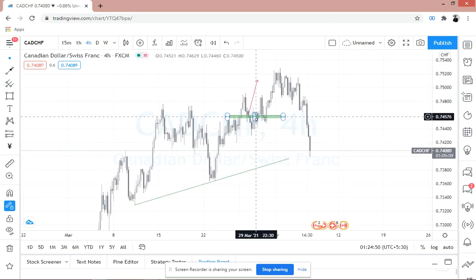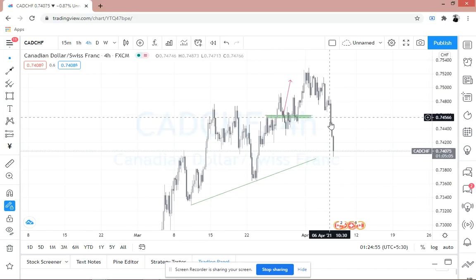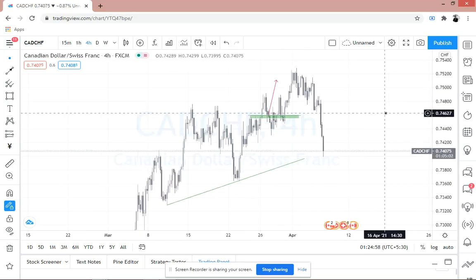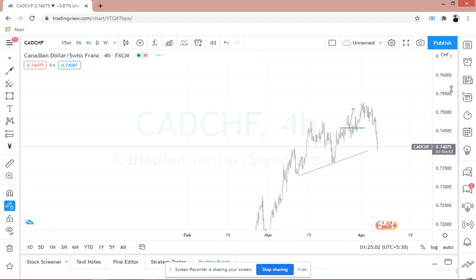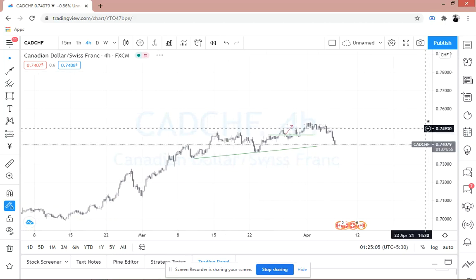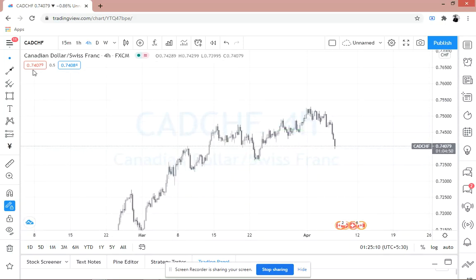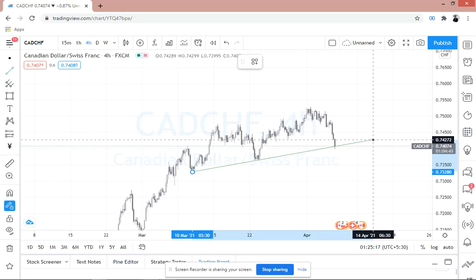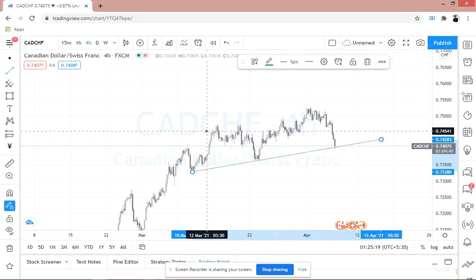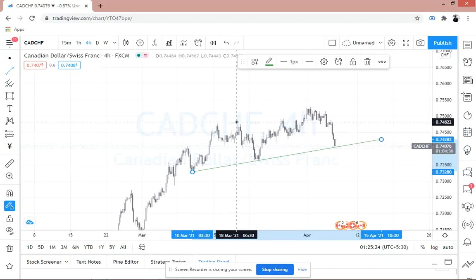CHF also had some movement to the upside last week. Now the market made a strong momentum to the downside. You can see strong momentum of sellers, but the trend is still up. So let us not go against the trend. We can see momentum of sellers, and there are some buyers at this area. The trend is still up.